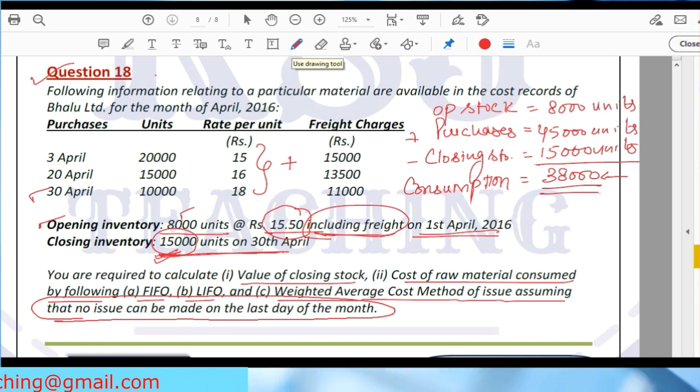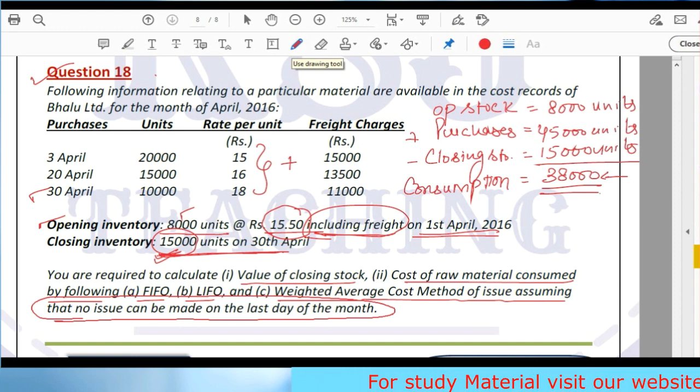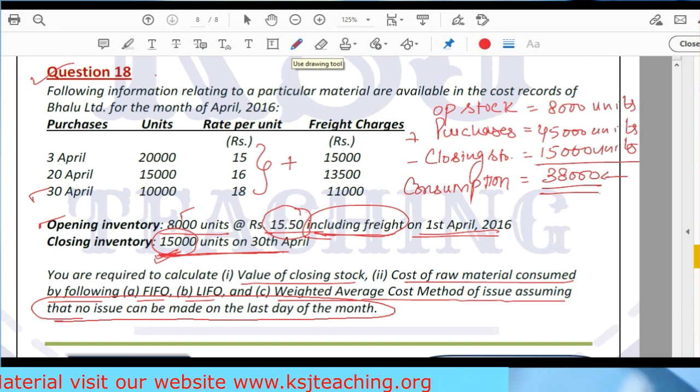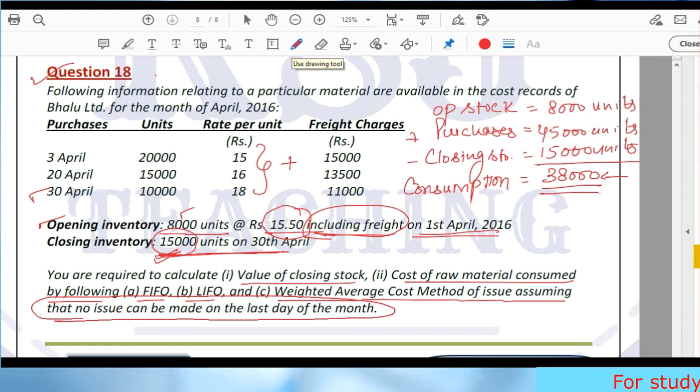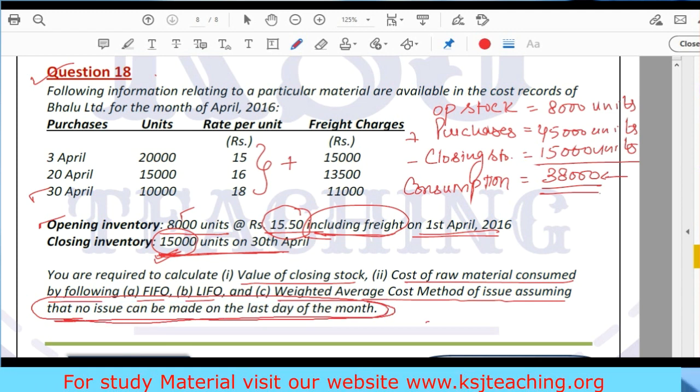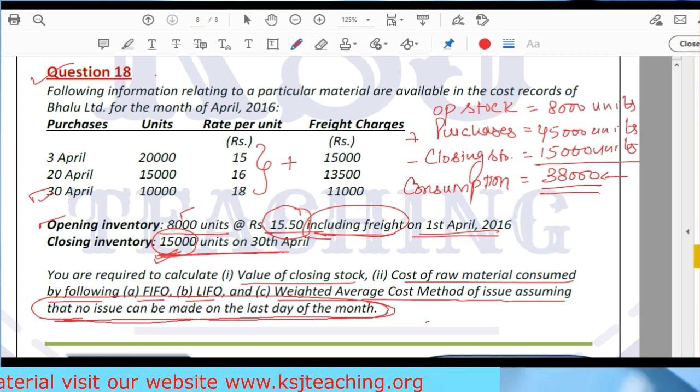That means you can say, sir, we have received the last material on 30th of April, so we have to issue from this 10,000. Now this is where we are going to commit the mistake. Sir, why? Because we do not read the question carefully. The question says a very important line in the last. It says no issue can be made on the last day of the month. That means we cannot issue anything on 30th of April.